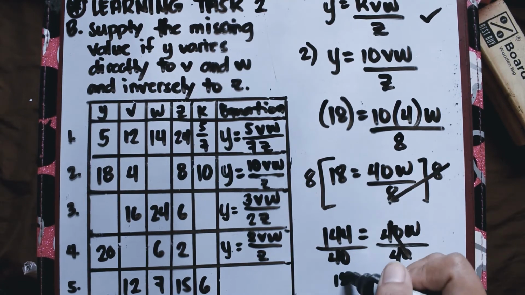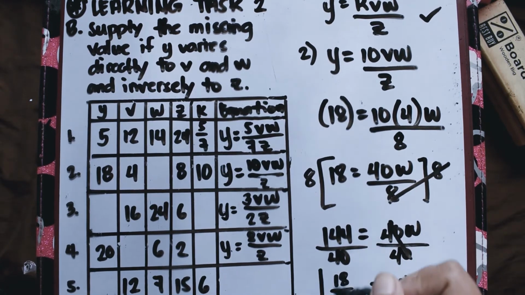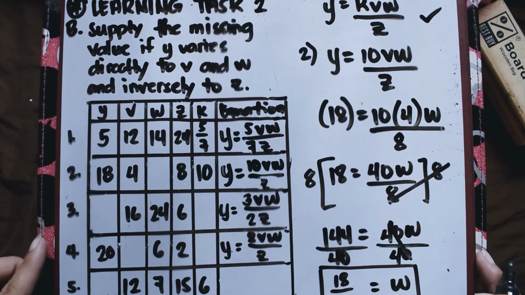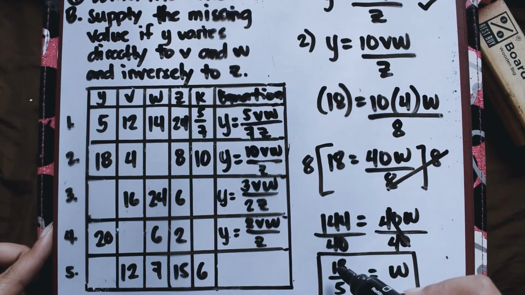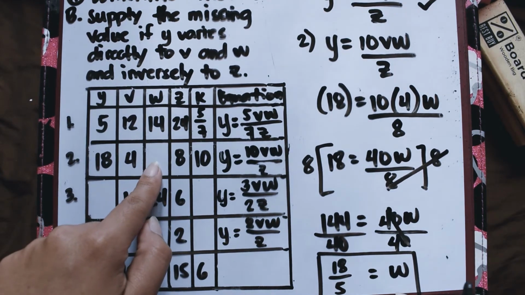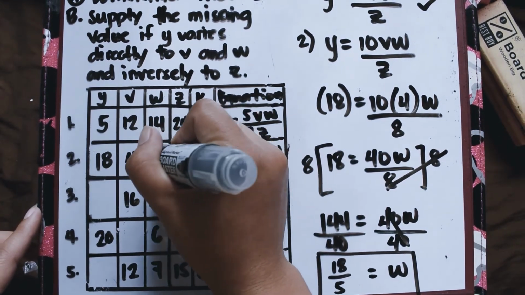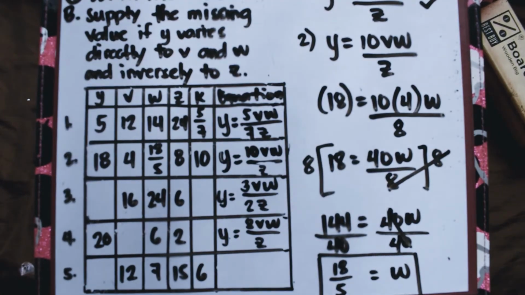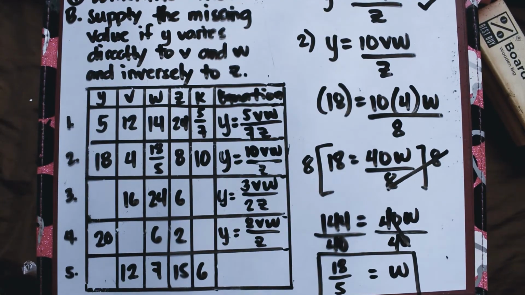We have 18/5. So, marunong na kayo niyan kasi elementary pa, tinuturo na ang pagre-reduce ng fraction. So, we have 144/40, or simply, 18/5. So, yun na po yung ating w. So, sulat ko na. We have 18/5. So, yan. We're done also with number 2. So, magpo-proceed na po tayo sa ating number 3.